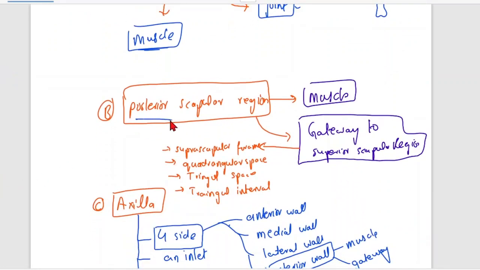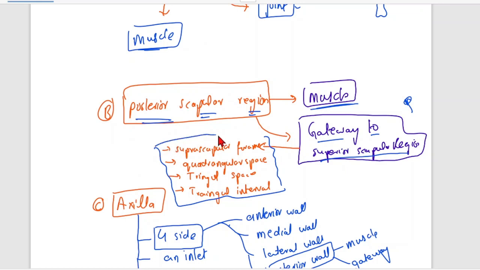After that you have to go to the posterior scapular region. In the posterior scapular region, we cover all the muscles and the gateways of the posterior scapular region. The gateways are the gates where the nerves and arteries move. The first is the suprascapular foramen, another is the quadrangular space, the triangular space, and the triangular interval. You have to understand all these things. I have a complete mind map. If you have missed anything in these, you don't know the complete upper limb.